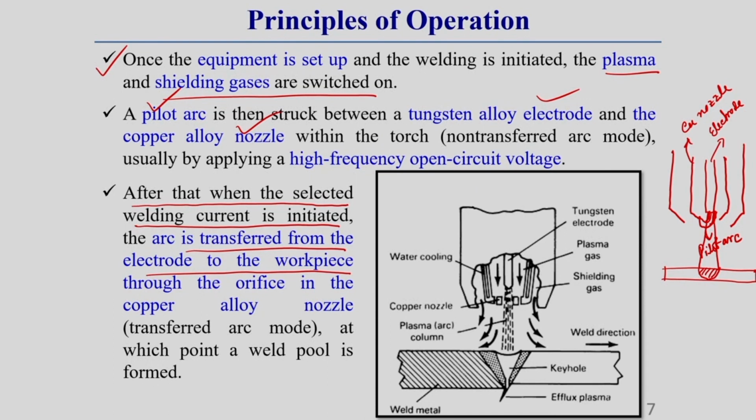So, before starting the actual arc, there is an arc which is called pilot arc, which is generated between this copper nozzle and this electrode, by a system which I have already shown you in the setup. Here also I have represented that system by a resistor. Actually, a high frequency open circuit voltage is generally used, and by this a pilot arc is generated. This pilot arc is generally a low intensity arc. So, once we set the actual welding current, this arc is transferred from electrode to workpiece. At that time, weld metal is formed here and welding is done here.